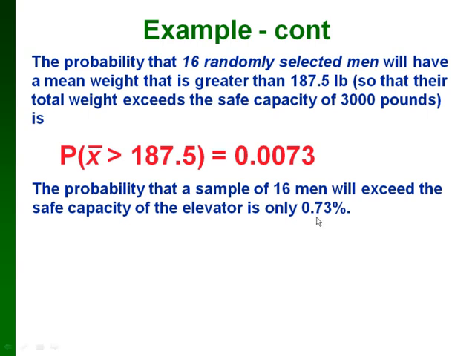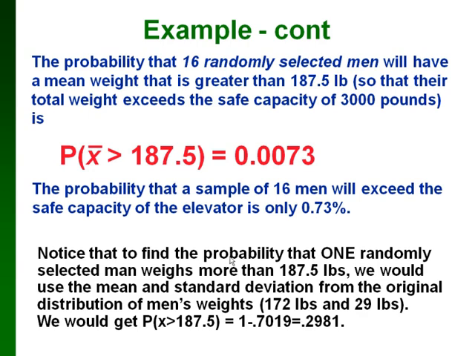So the probability that a random sample of 16 men will exceed the safe capacity of the elevator is only 0.73%. One important difference here is that we are finding the probability that the sample mean is greater than 187.5. That's much different than finding the probability that one man weighs more than 187.5 pounds. If we wanted to find that probability, we would use the mean and the original standard deviation of 29 pounds, and in that case we'd get a completely different answer of 0.2981.